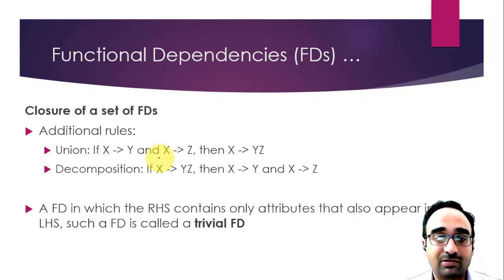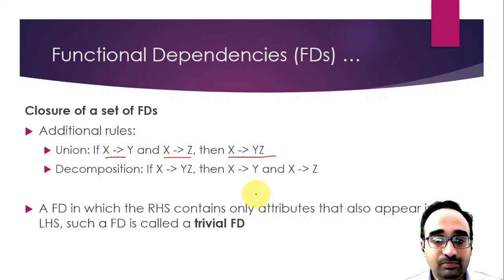Along with this, we have two additional rules: one is union and the other is decomposition. The union rule says that if there is an FD x derives y and another FD x derives z, then you can combine them as x derives yz.